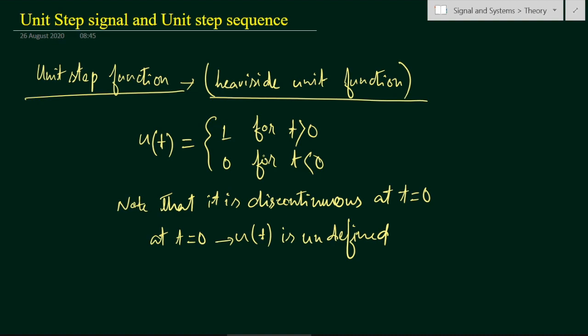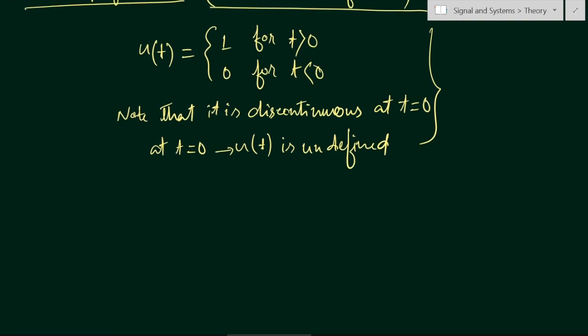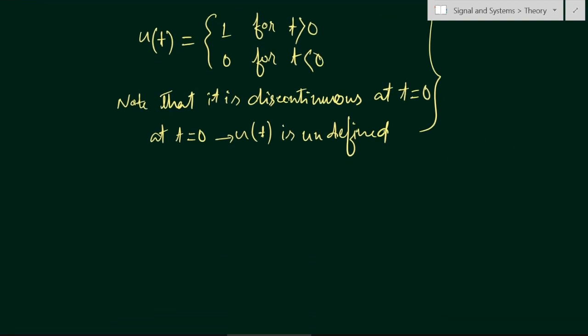When we will be solving problems, we will assume that u of t equal to 1 for t greater than or equal to 0. So for problem solving cases, we will consider that u of t equal to 1 for t greater than or equal to 0. That means when t equal to 0, we will assume that u of t equal to 1. But the definition is this one. This is a unit step function. So what will be a unit step signal? A unit step signal is that signal that follows a unit step function.